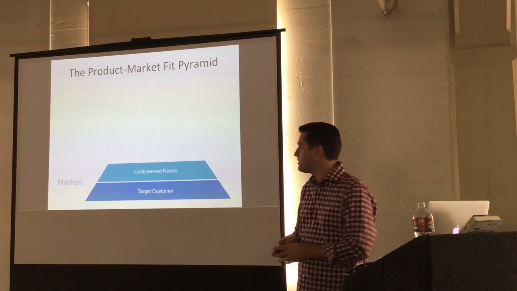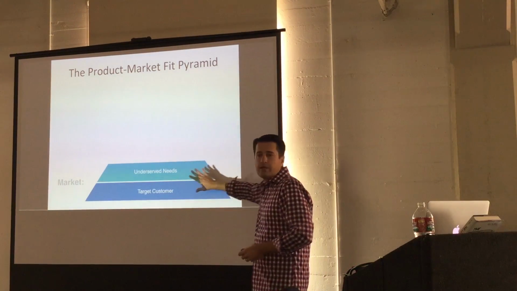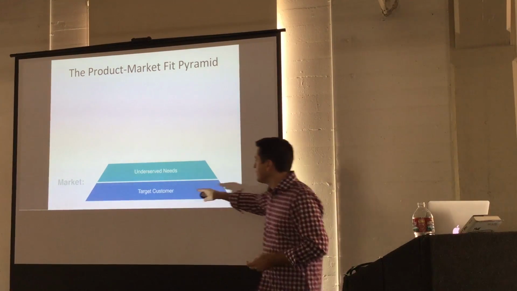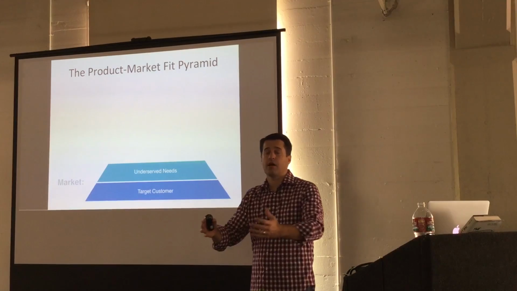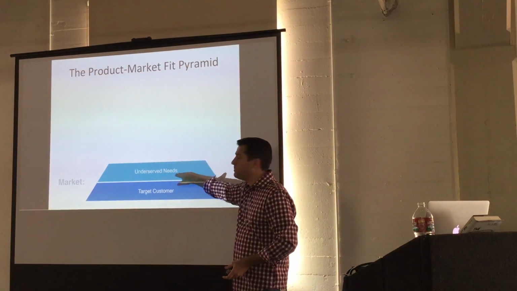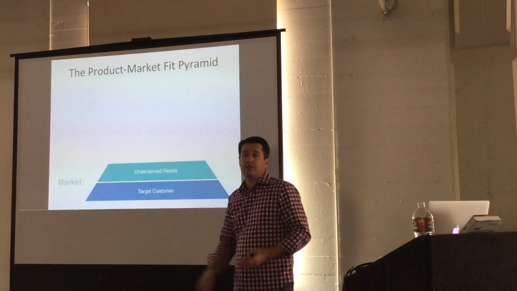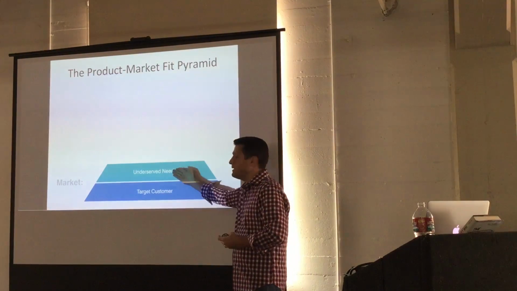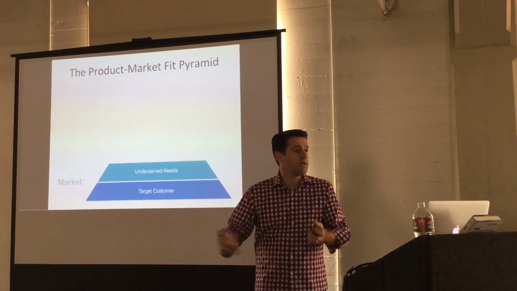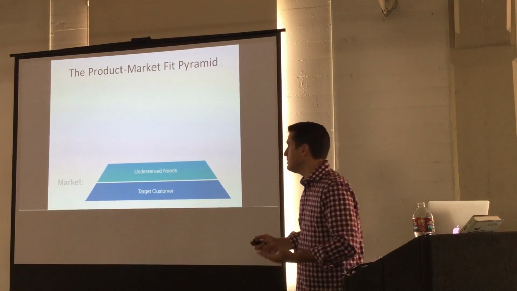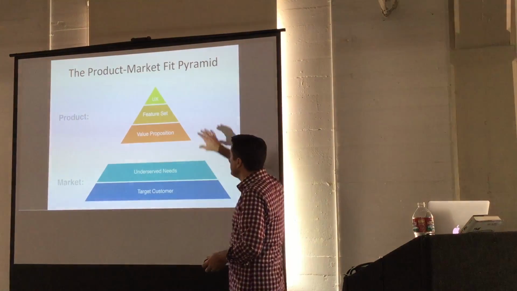Let me explain what it is. Basically the market is these bottom two layers of the pyramid, right? And it all starts with who the target customer is. Everything is dependent. This is a hierarchical model. So the next level up is what are their underserved or undermet needs. These are the needs of that specific target customer. So if you change the target customer, then the needs change. That's basically the definition of a market, the set of people that share a similar set of needs that you're trying to address.